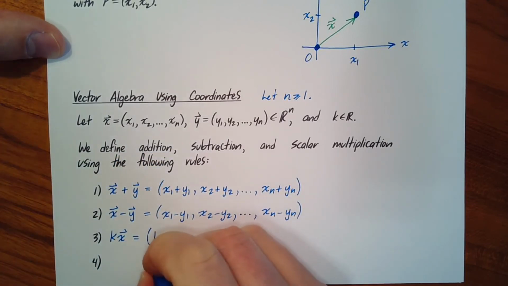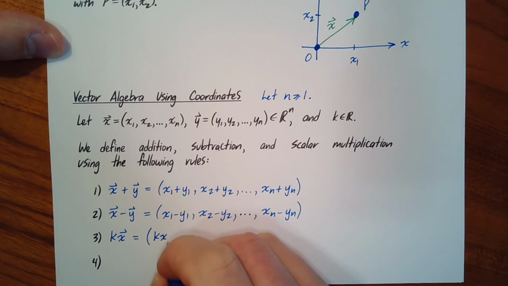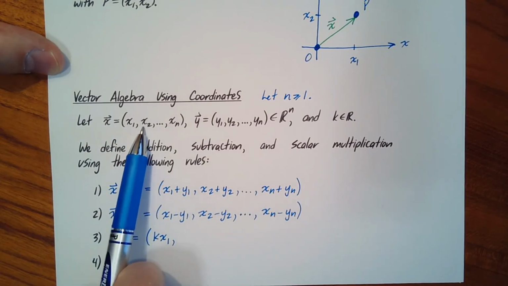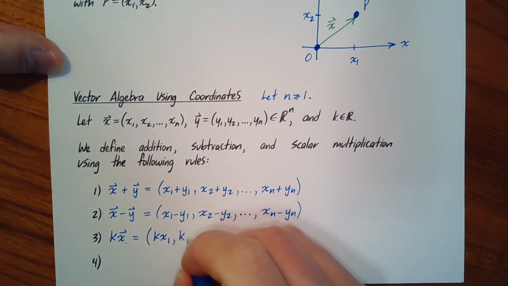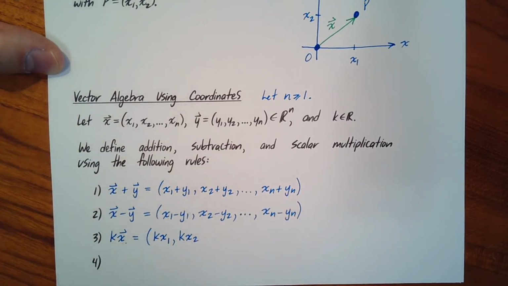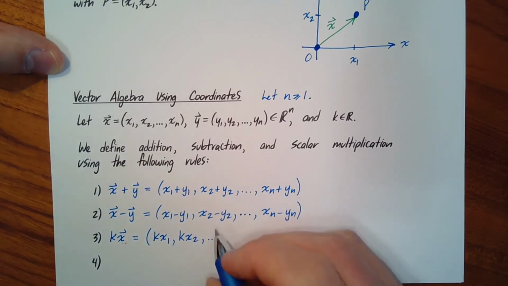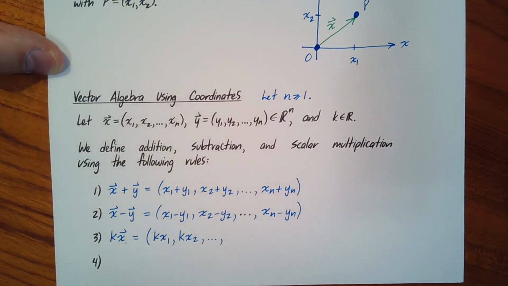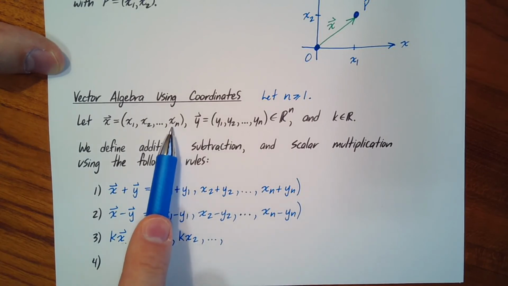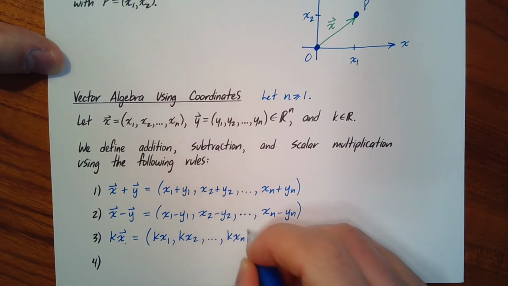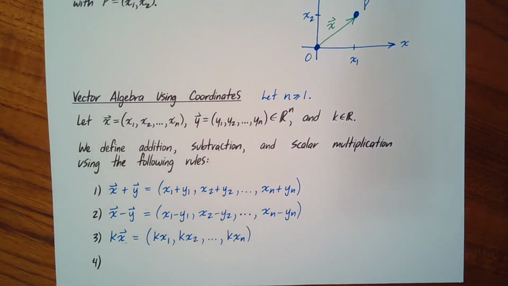So the first coordinate of kx is just going to be k times the first coordinate of x. The second coordinate of kx is going to be k times the second coordinate of x. So k times x2, and so on, all the way down to the very last entry. The nth coordinate of kx is just going to be k times the nth coordinate of x, which is this xn. So we'll have k xn. So that is scalar multiplication.